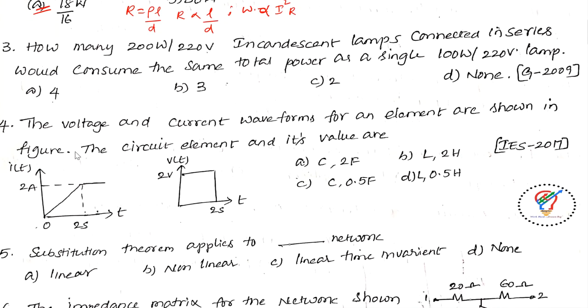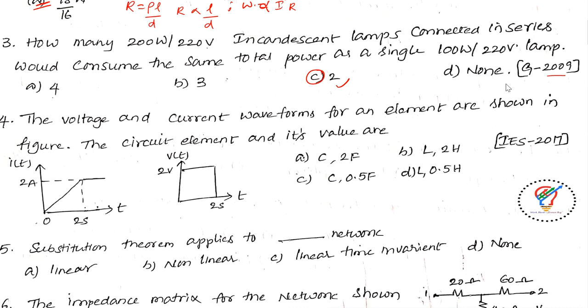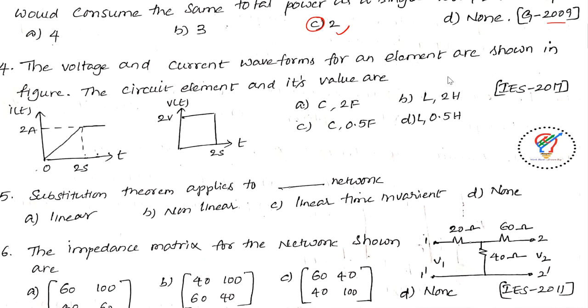Next one: how many 200 watts, 200 volts incandescent lamps connected in series would consume the same total power as a single 100 watts, 200 volts lamp? See here, the power rating is changing, but the voltage rating remains the same. As the voltage rating remains the same, you just need to add. So for a 100 watts bulb, here 200 watts, how many bulbs do we require to get 200 watts? It is 2. This question was asked in GATE 2009.